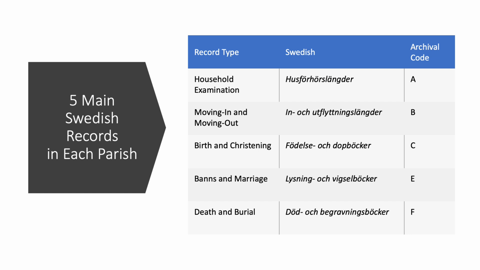You will notice in this table that I have listed the names of the records in both English and Swedish, along with the archival code of each record type. All church records throughout Sweden use these codes to identify the record types, so they will be useful when searching for records. Although the records are listed in this order in archives, we'll learn about them today in the following order: birth, marriage, death, household examinations, and moving in and moving out records.